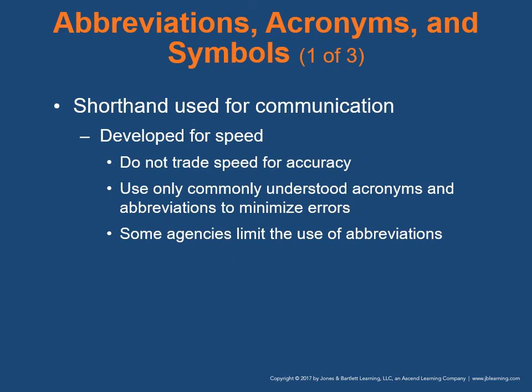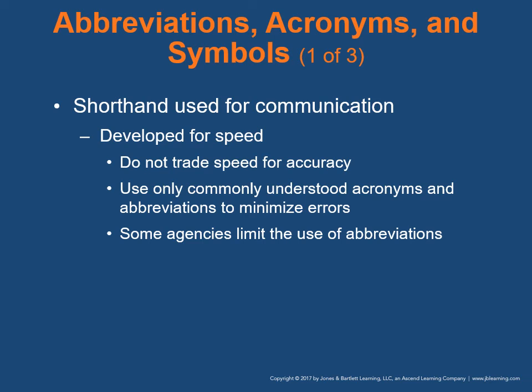Now, abbreviations, acronyms, and symbols. Medical abbreviations, acronyms, and symbols are a type of shorthand used for communication. These were developed because one could communicate faster using this method. It is important not to trade speed for accuracy. Use only commonly understood acronyms and abbreviations to minimize misinterpretations and errors. The Joint Commission and the Institute for Safe Medication Practices are considered two authorities on abbreviations and provide do not use lists.